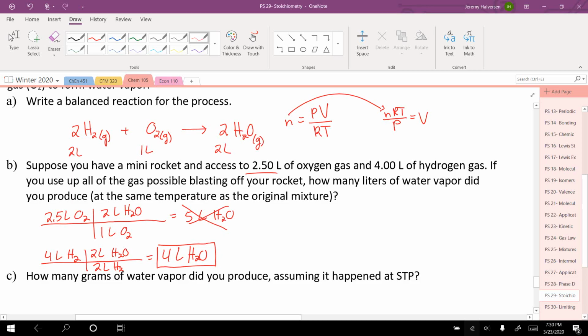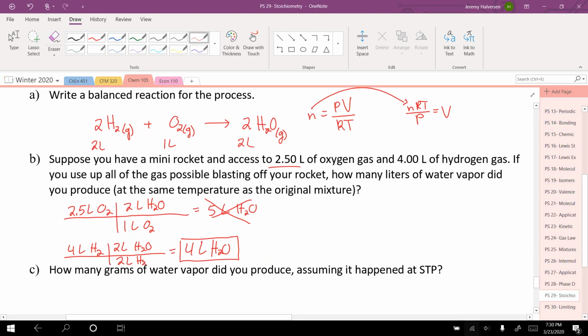We'll talk about this in the next video, but this is called a limiting reactant situation because my hydrogen runs out first. We call it the limiting reactant. My oxygen, because there's some of it left over, we call it the excess reactant. But there we go. How many liters of water vapor can you produce? 4 liters.